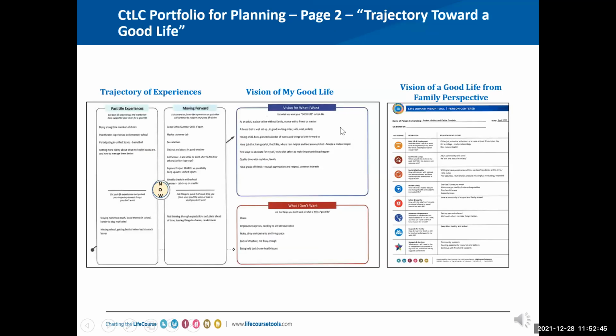It was then followed by a trajectory, and this shows both Anders' idea for what he wants in his future life, and it also has the perspective of his mom, Kathy. You can see there on the right-hand side, it's called a vision tool that has you think through all the different life domains and identify some experiences and opportunities from a family's perspective about what they would like to see for their family member. So it really helps balance those perspectives.